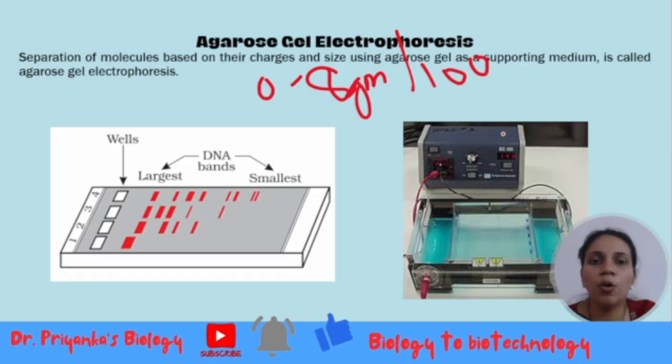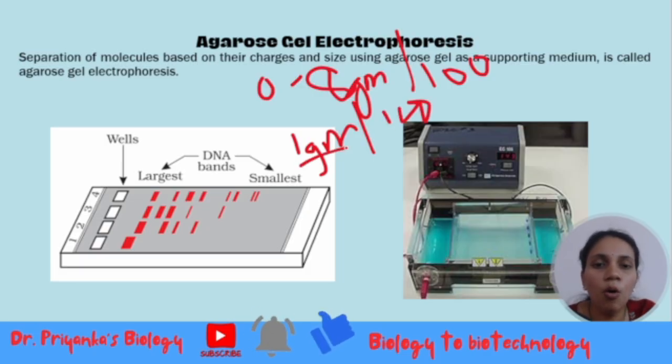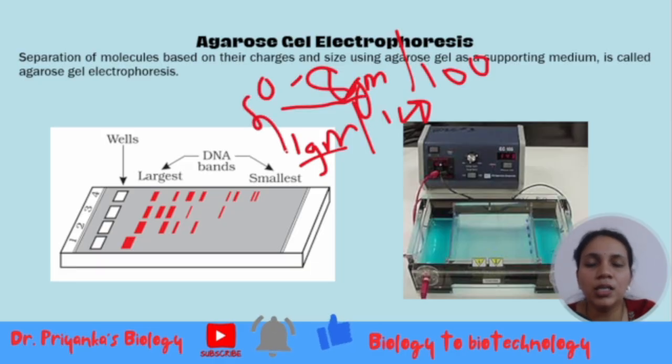And in the same way, if we want to prepare 1%, we will take 1 gram of agarose, add it to 100 ml and mix it. This will have a more compact nature as compared to the 0.8% gel. So again, it will depend on the nature and the difference in size between the molecules that you want to separate out.